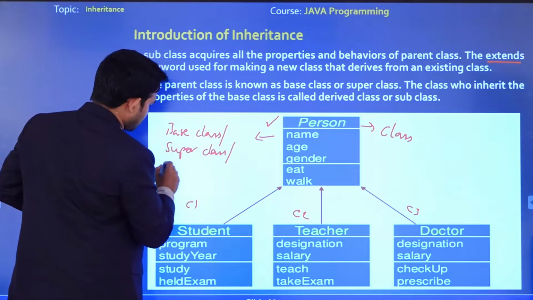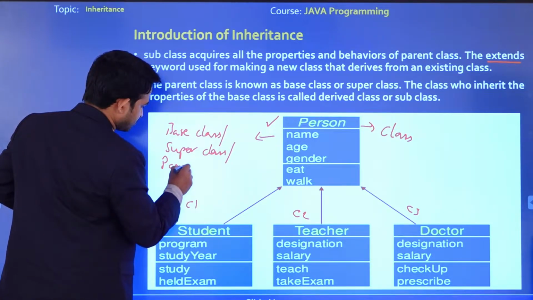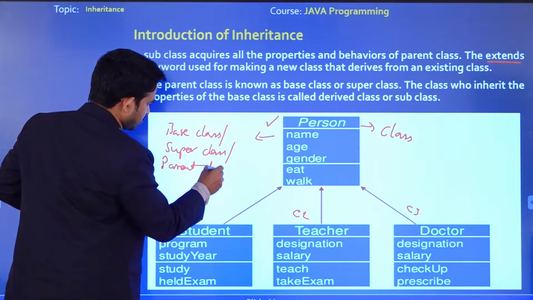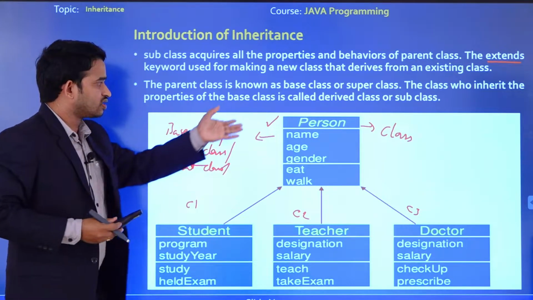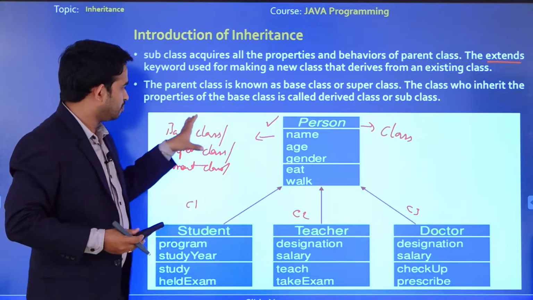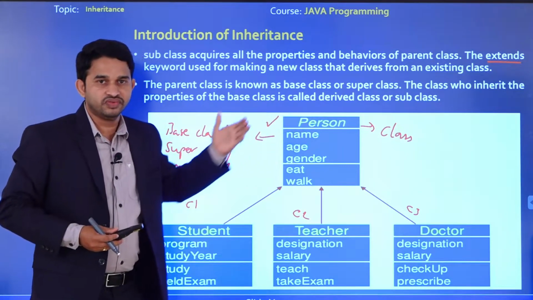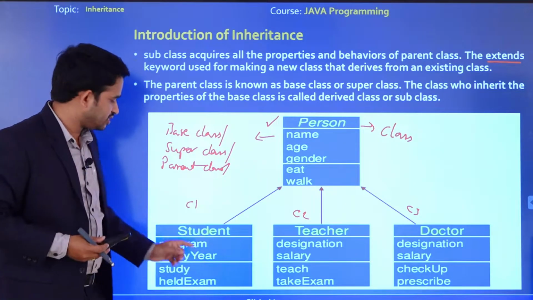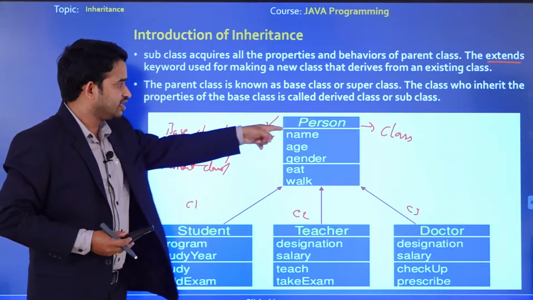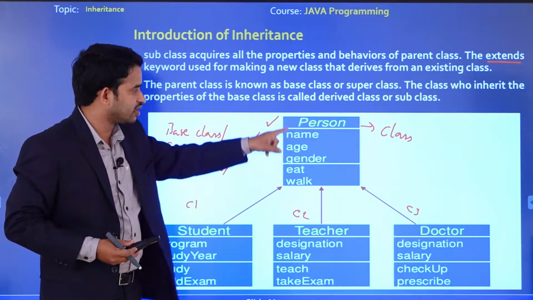Also we call it what? Parent class. Okay, so whatever properties we declare in the base class or super class or parent class, the same properties may be useful in the further application. Means the student also contains them. Here, what are the properties we declared in the person class?